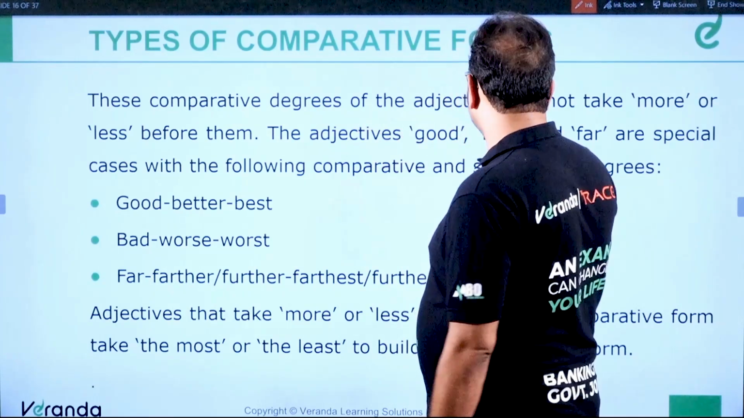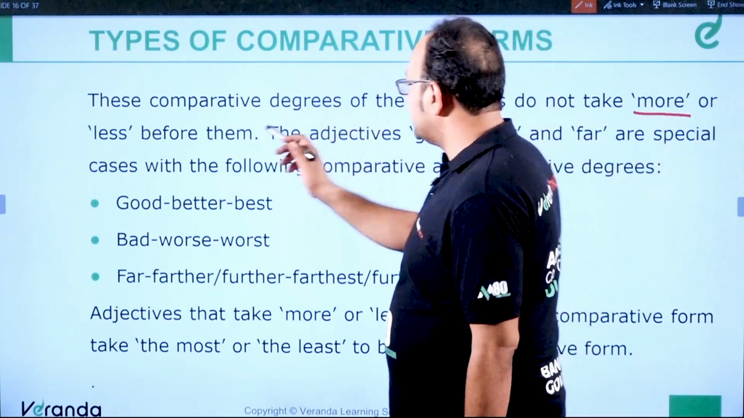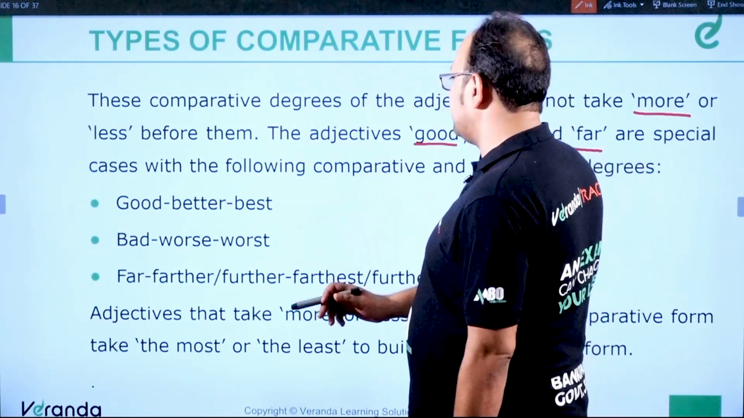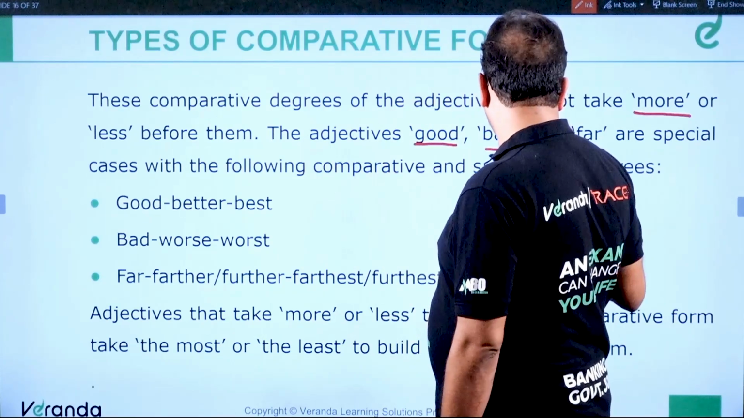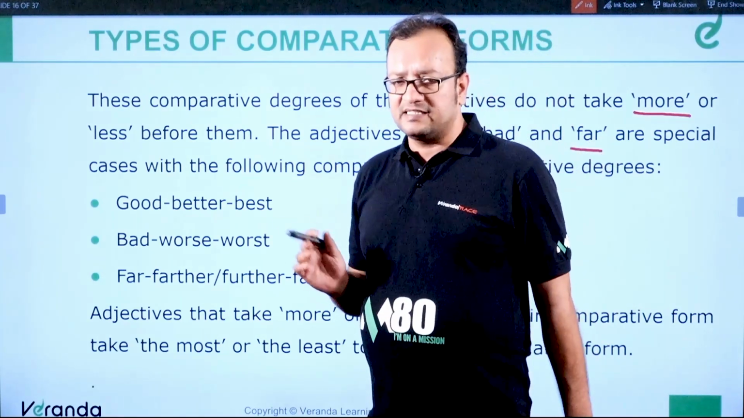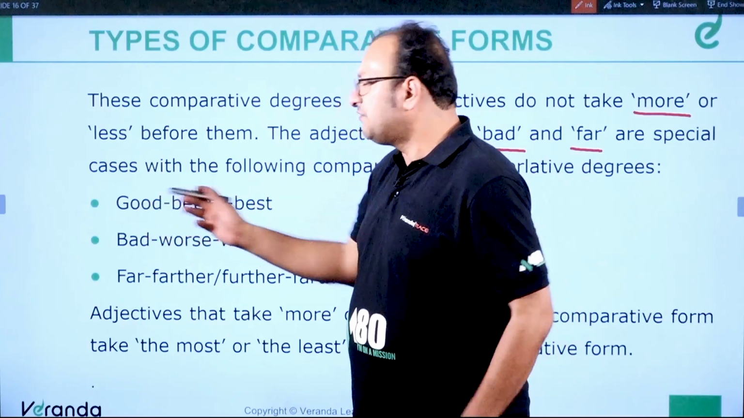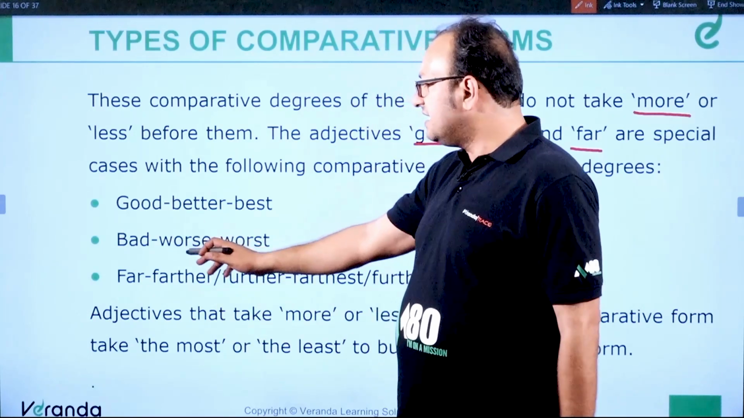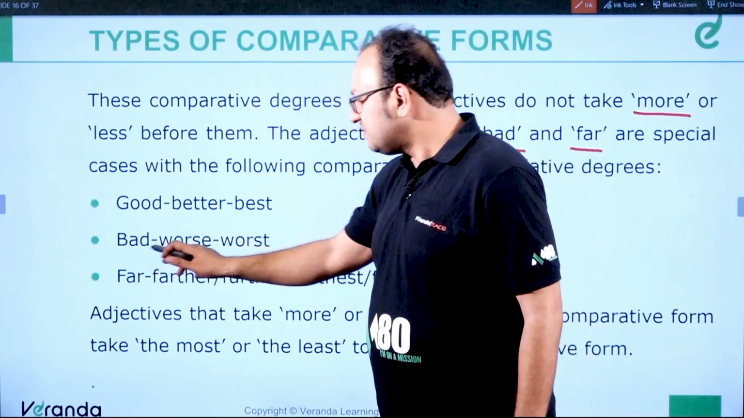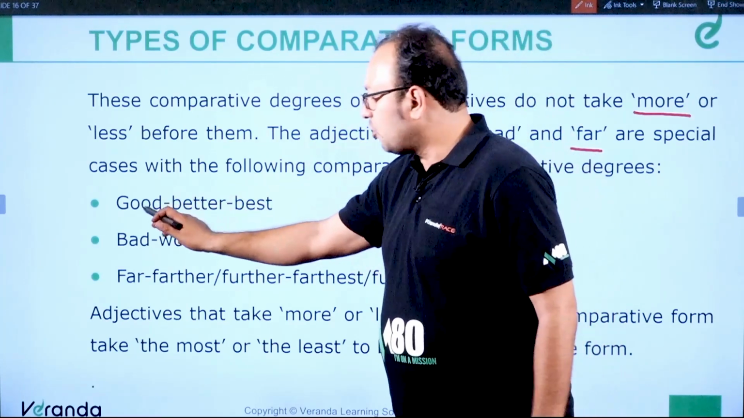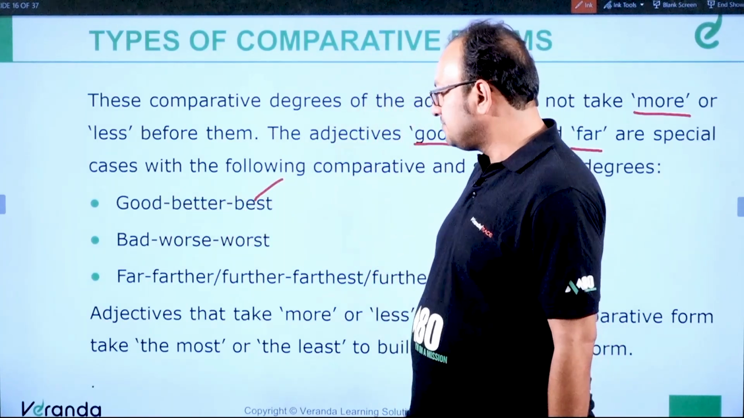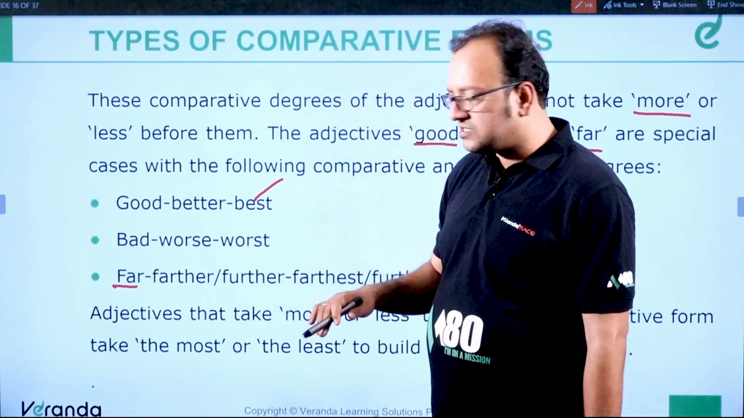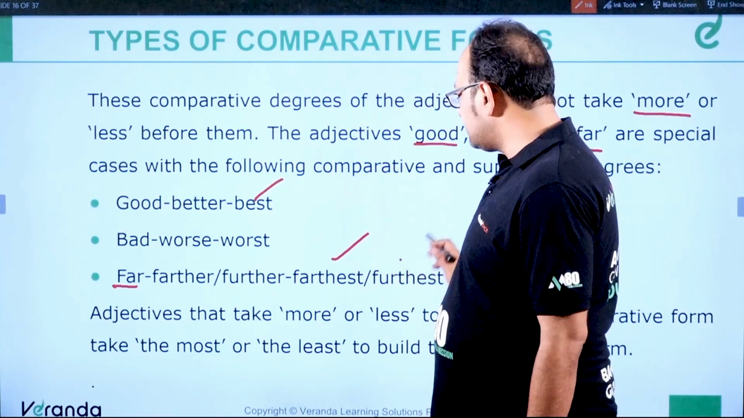These comparative degrees of the adjectives do not take more or less before them. The adjectives good, bad and far are special cases with the following comparative and superlative degrees. Let me make you understand what it is saying. Good has a different kind of comparative, better, and the superlative is entirely different, best. Bad is worse and worst. Positive, comparative, superlative. Clear? Far has comparative as farther and further both, and superlative as farthest and furthest both.